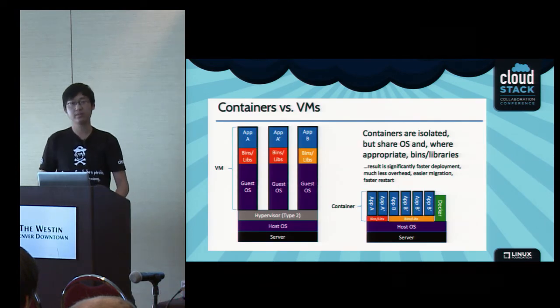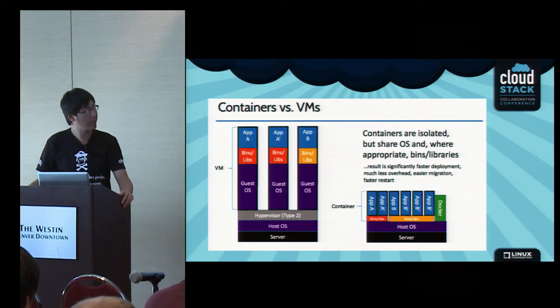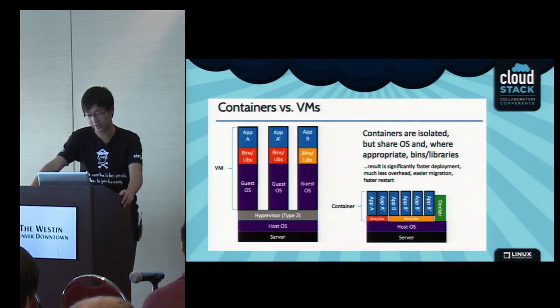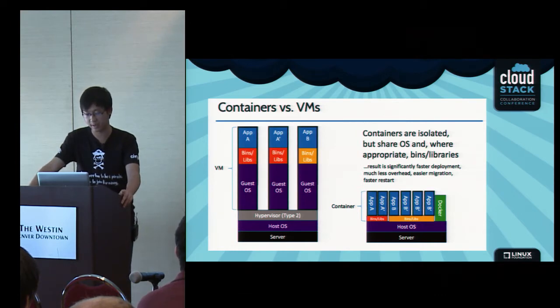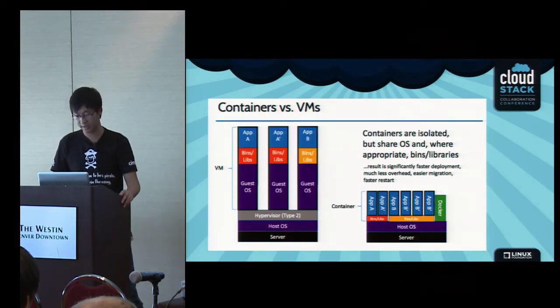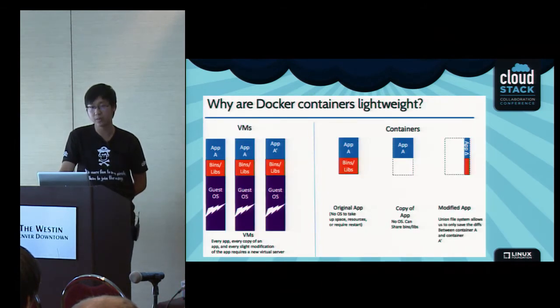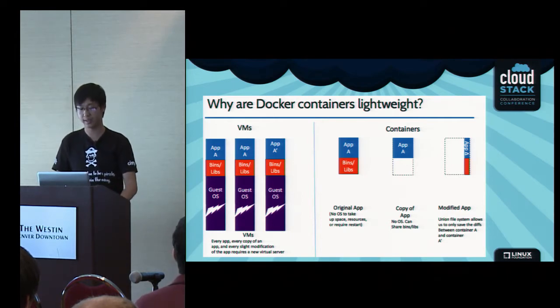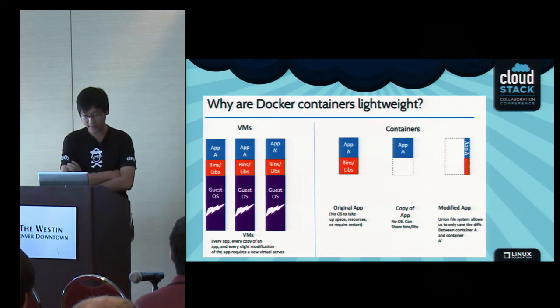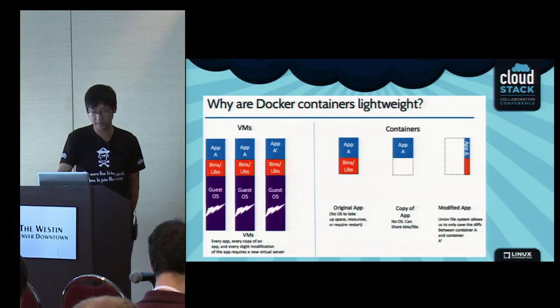Do you know that Docker provisions containers, and a container is different from a VM? You can see in the picture that a VM already has a separate guest OS, binary libraries and application. But a container is also isolated but shares the OS, and maybe shares binaries and libraries. So it's definitely faster, with much less overhead, easy migration and faster provisioning. The most important thing I see in Docker is that it is very lightweight, because the container shares the host OS and shares the binaries and libraries.